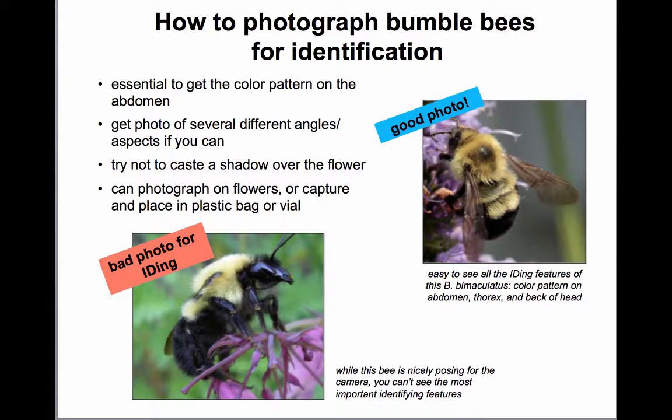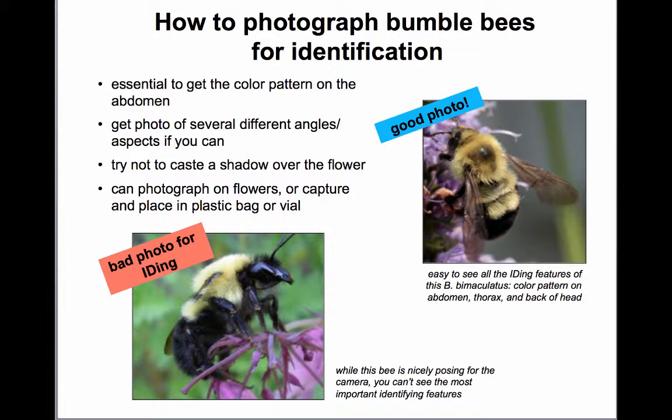I've given two examples on this slide of what a good and a poor quality photo look like from the identification perspective. Even though the bees in both of them are picturesquely posed on the flower, the photo on the lower left isn't very good for identification because you can't see the hair color pattern on the abdomen, and you can see the thorax a little bit, but not the middle of the back of the thorax. The photo on the upper right, by comparison, is ideal for identification because you can see all of the main areas where the hair color is important for telling the species apart.